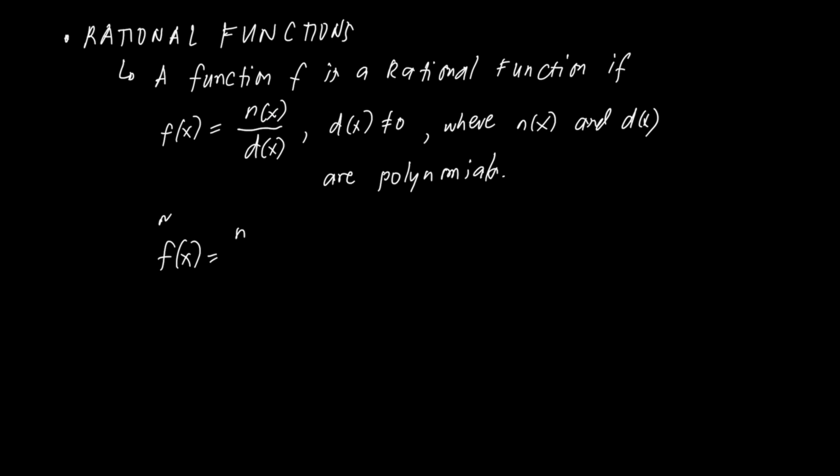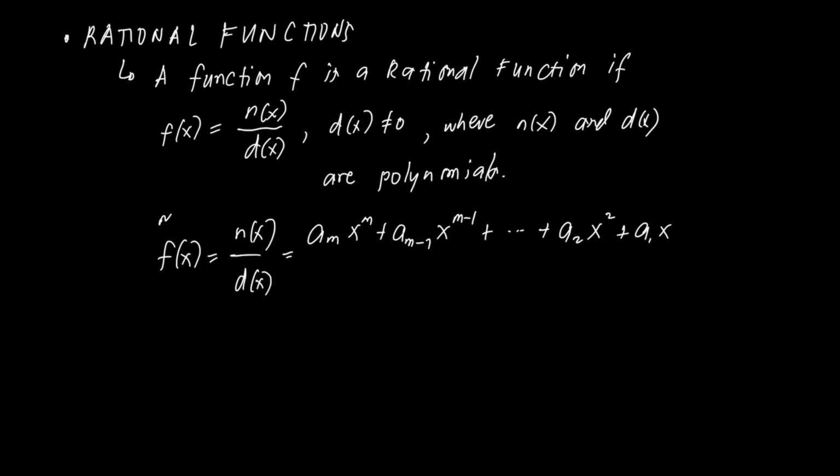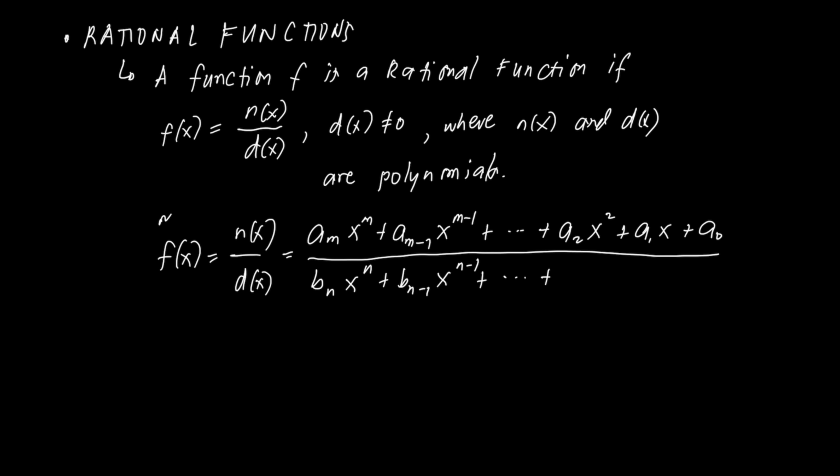Actually, we can expand this one as f of x is equal to, since n of x and d of x are polynomials, we can write this one in a more expanded form as a sub m x to the m plus a sub m minus 1 x to the m minus 1 plus ... a sub 2 x squared plus a sub 1 x plus a sub 0 over b sub n x to the n plus b sub n minus 1 ... So we can write this one in this expanded form, since both n of x and d of x are polynomials.